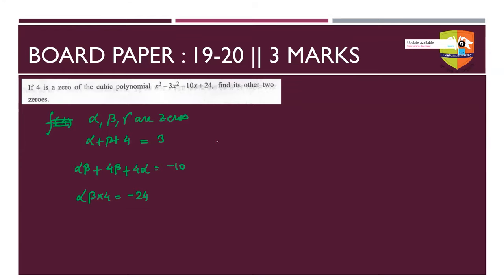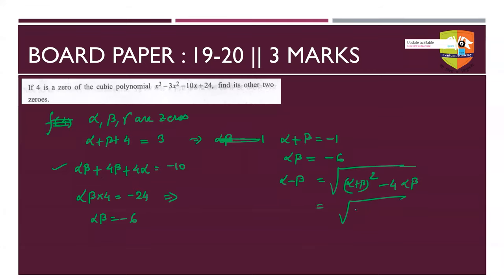So like that, you get some equations here. So alpha beta is equal to minus 6 from here. And from here, you'll get alpha plus beta is equal to minus 1. Check if it is fine. So alpha plus beta is minus 1, alpha beta is equal to minus 6. And from here, yeah, this will be redundant. So you can find out alpha minus beta. What is alpha minus beta? Under root alpha plus beta whole square minus 4 alpha beta. Isn't it? So this is nothing but 1 minus 4 into minus 6, so under root 25. So alpha minus beta could be plus minus 5.